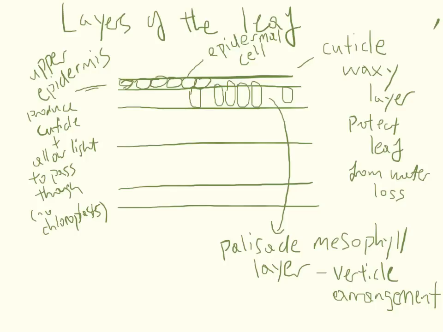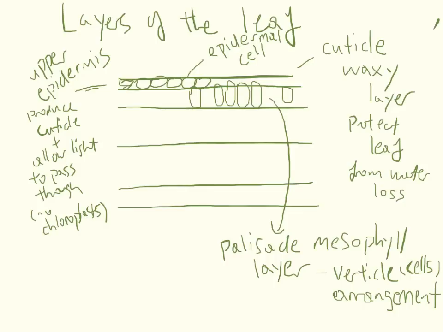Shh. I know it's very disconcerting, but let's focus on this again. The cells. Okay, the layer is called the palisade mesophyll layer. The cells are called palisade mesophyll cells. Very easy, just change the word.